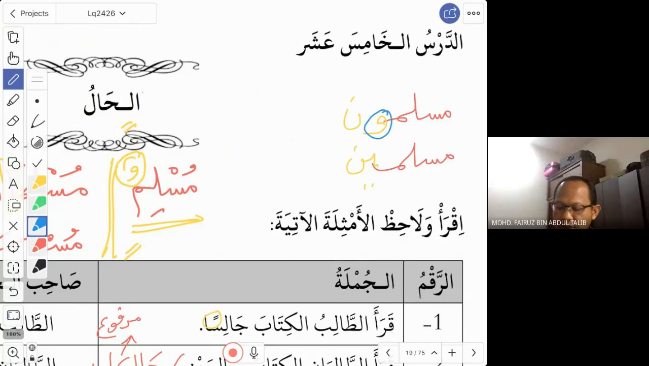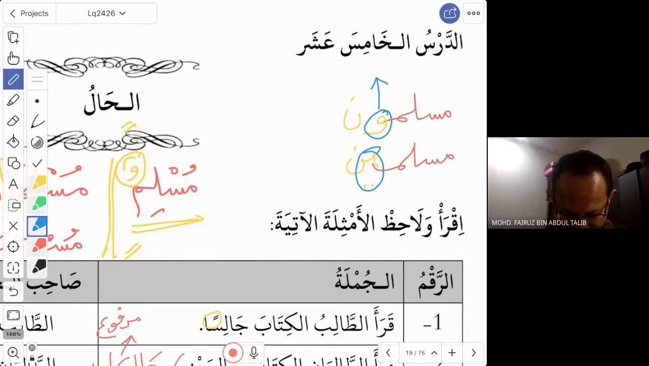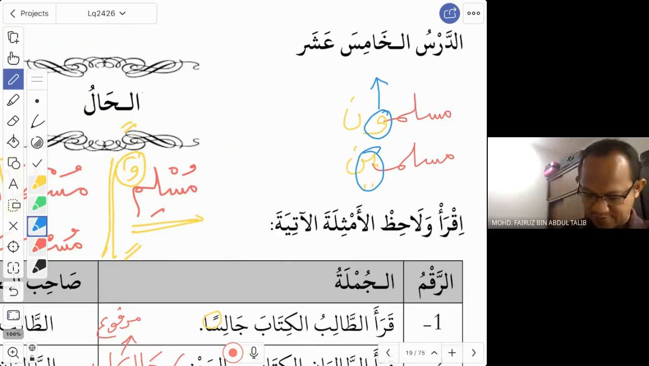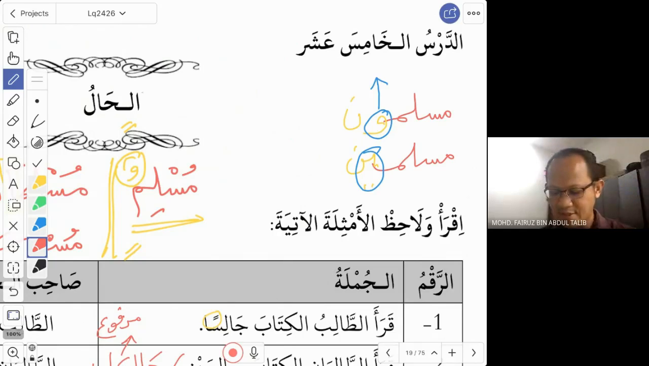So what do you think? When do you use this waw? Is it for marfu, mansub, or majrur? The waw is normally used when the word is in the state of marfu. If it is marfu, then you have to say muslimun, mu'minun. What else? Qari'un, and so on. Okay, so we use the waw.